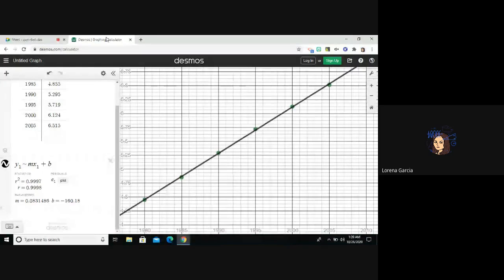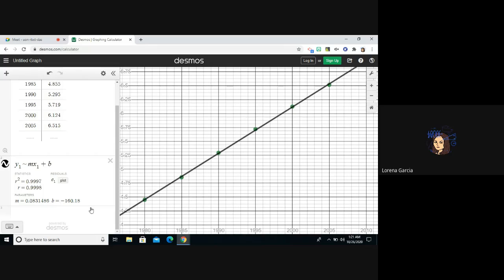So now if we look back at the Desmos calculator, here we can see the slope and y-intercept. Where I did my equation down here, they give me an m and a b. That's my slope and y-intercept. So my slope is equal to about 0.083. My y-intercept is about negative 160.18. I want to use as many decimals as possible to maintain accuracy.